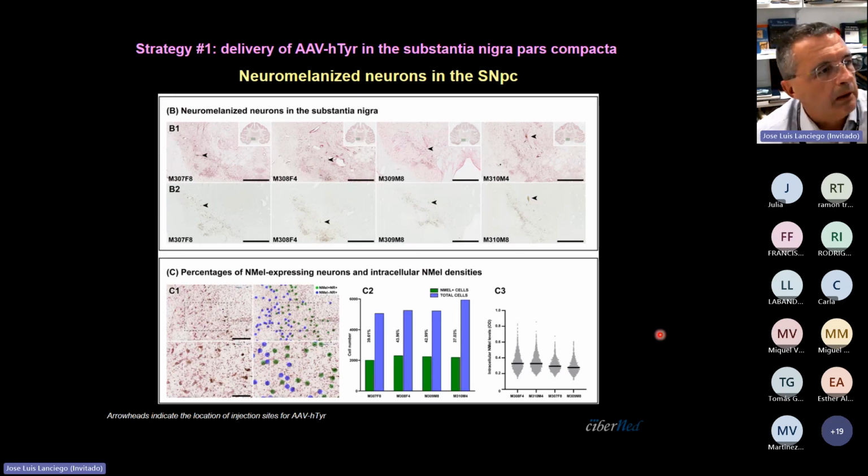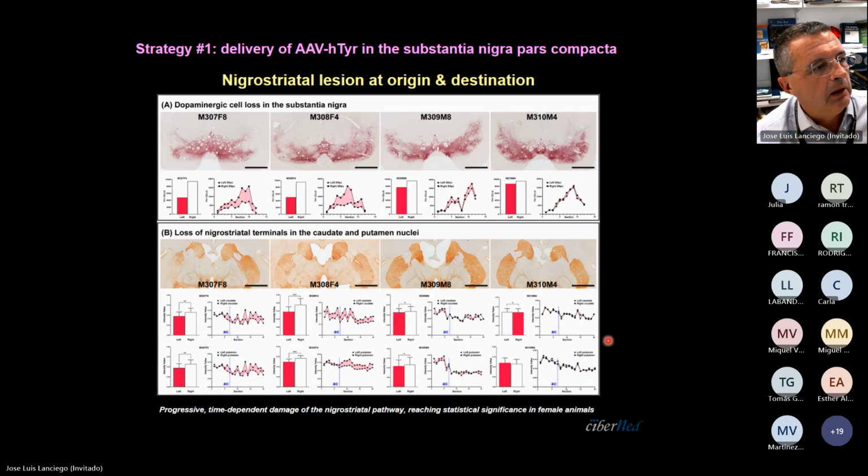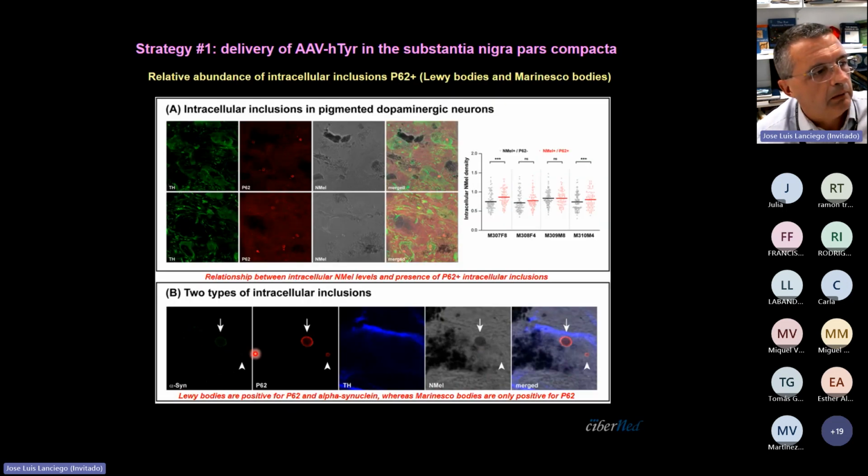So, well, this is just to show you neuromelanin in 4 different animals, the number of neurons that became transduced, and so on. It's not that important. This is the type of lesion we can induce. We have a much better lesion in 2 females and not so much in 2 males. And this is the type of inclusions we can see.